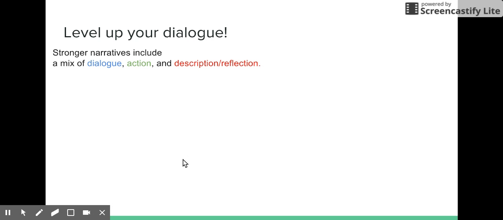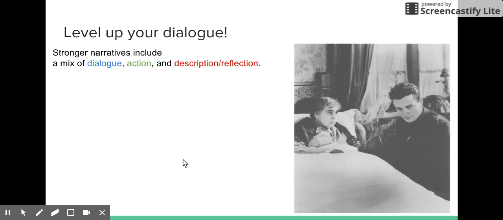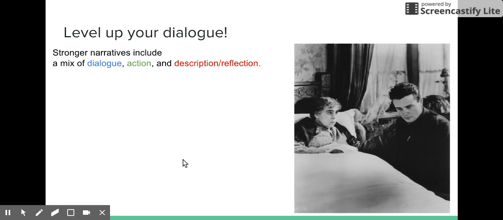And one last way to level up your dialogue is to think about how to mix up dialogue, action, description, and reflection, because it could get sort of boring to have just dialogue, dialogue, dialogue, one right after the other. So it makes more sense to intersperse your reflections with that dialogue. So we're going to look at the scene where Paul goes home and talks to his mom.